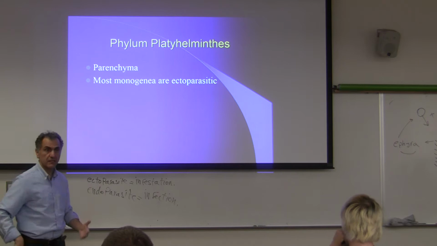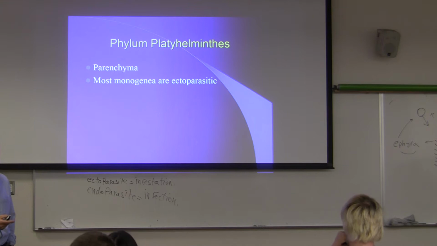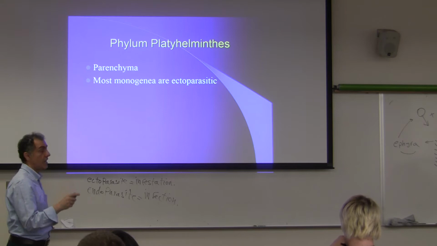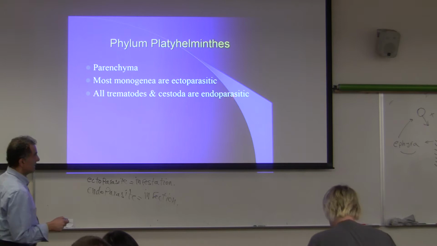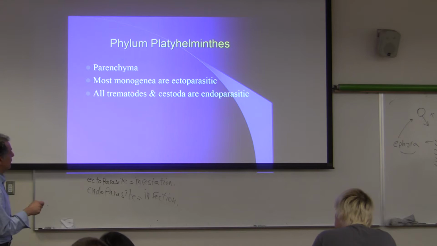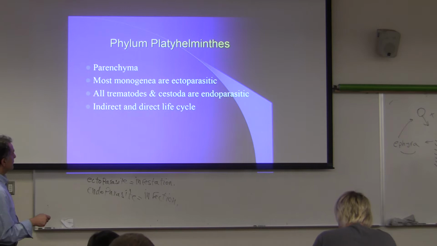So monogenea are, I emphasize this, ectoparasites of fishes, more than one type of fish. All trematodes and cestodes are endoparasites, so they cause infection. The monogenea cause infestation in fishes. And then what else? Indirect and direct life cycle, you will see that here in a minute.